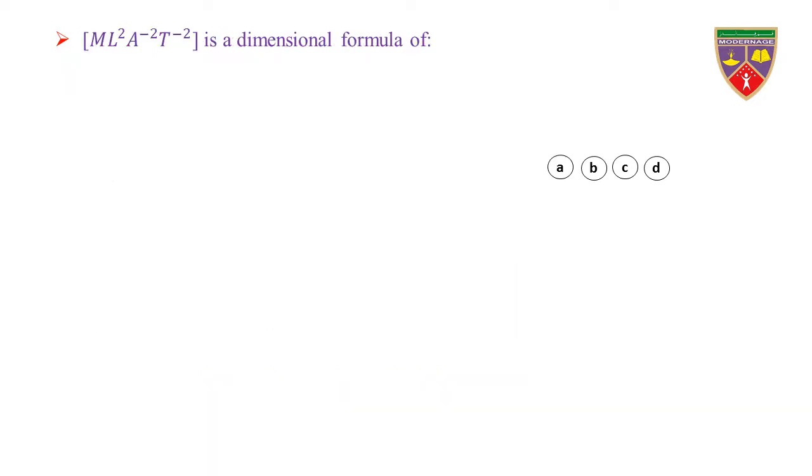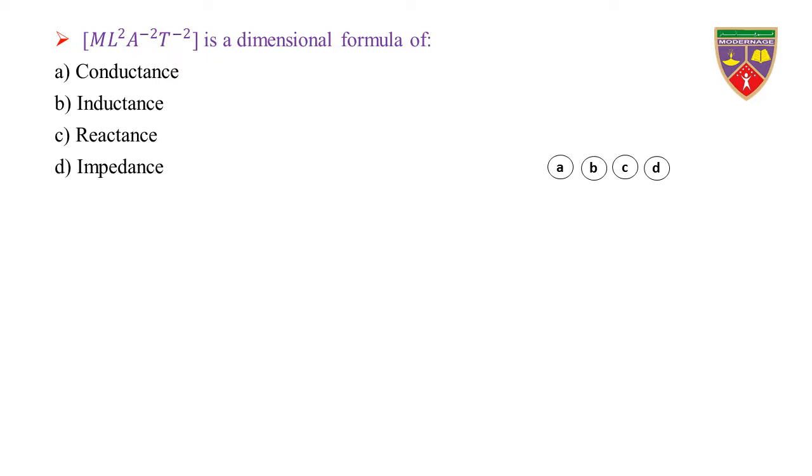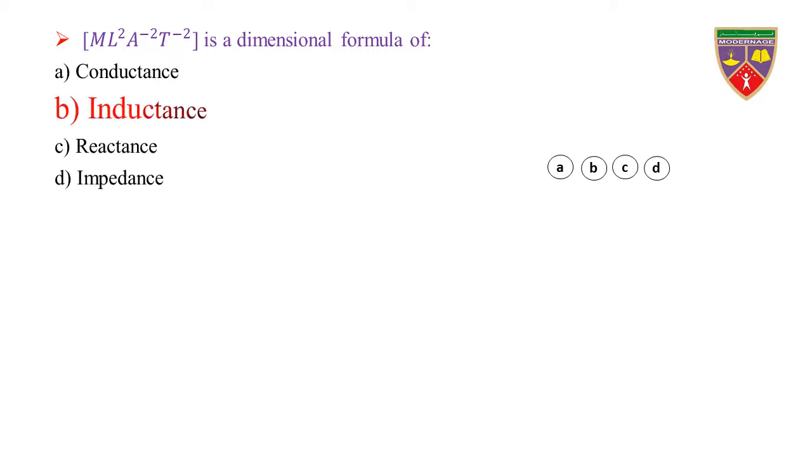[M L power 2, A power minus 2, T power minus 2] is the dimension formula of: option A, conductance; option B, inductance; option C, reactance; option D, impedance. The key is inductance. Therefore, the correct option is B.